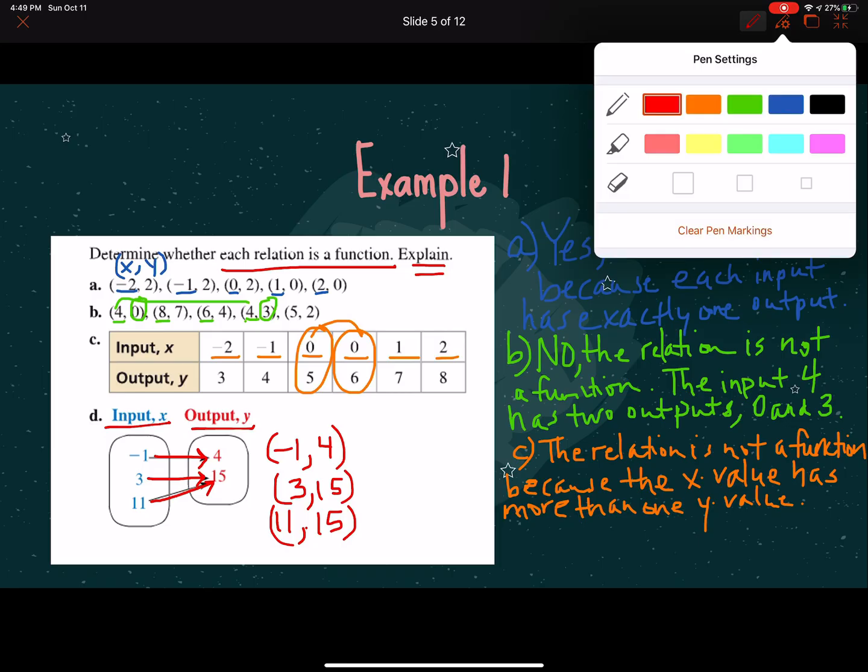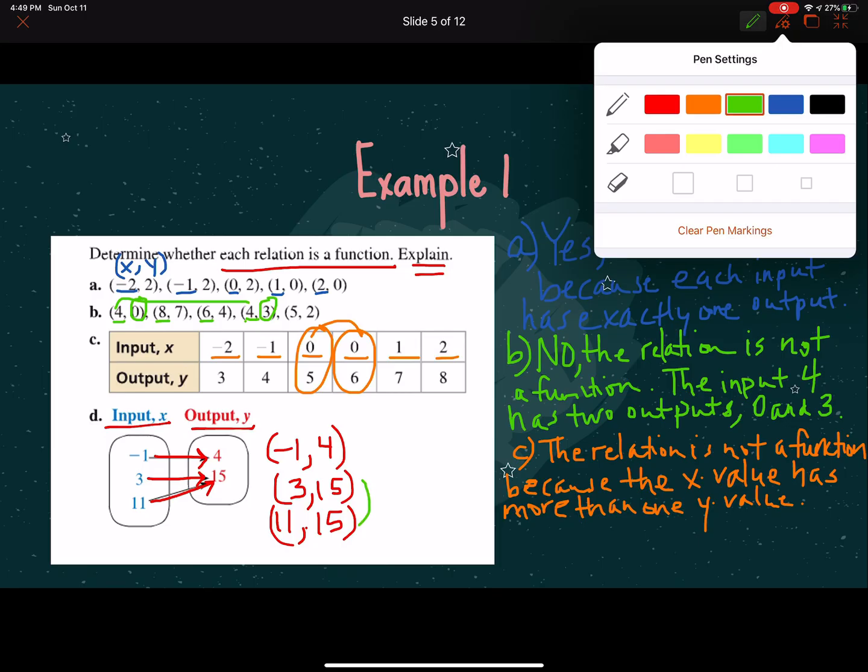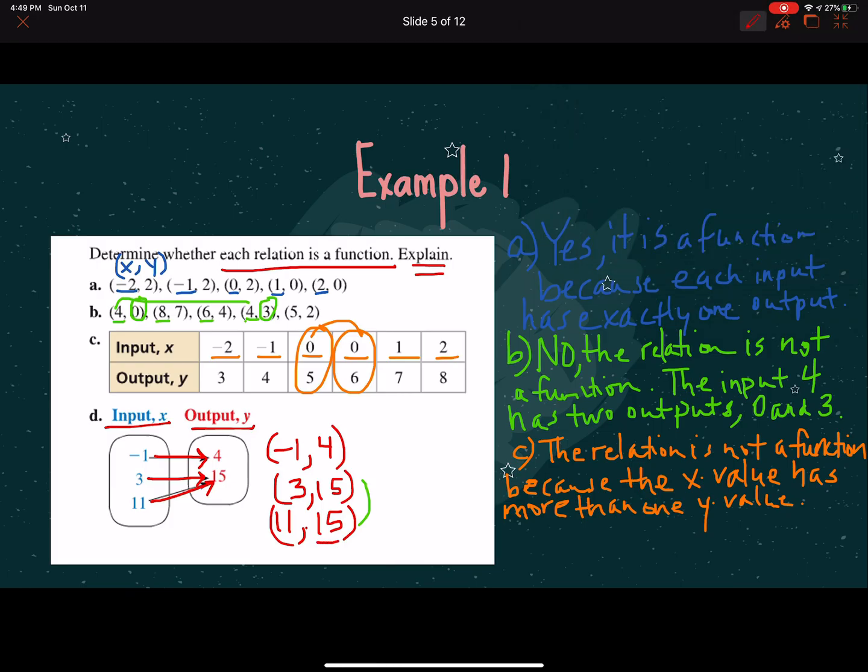Now you might say, well, these are repeated. I see two 15s, but the 15 value is my y or output, and there's no stipulation with our output or y value. So we still just need to look at our x values. Are any of those repeated? No. So we can say example D is a relation, or I'm sorry, is a function.